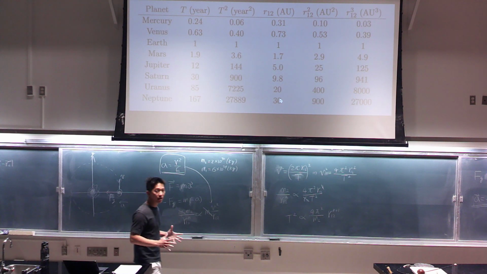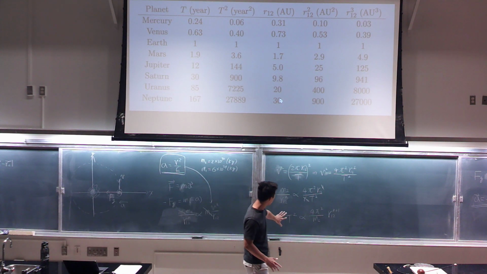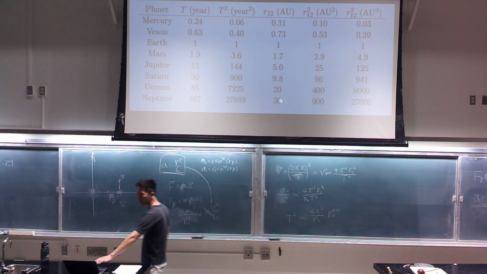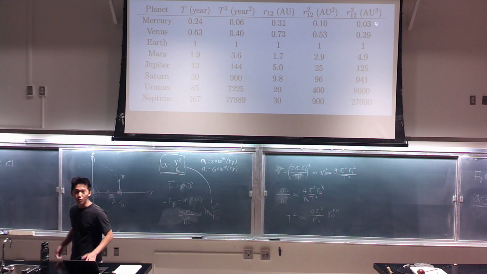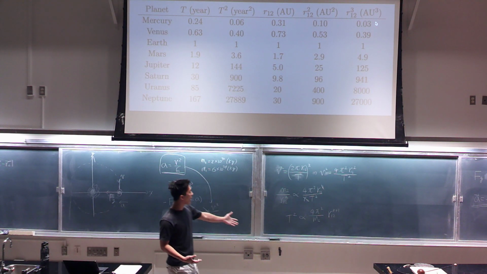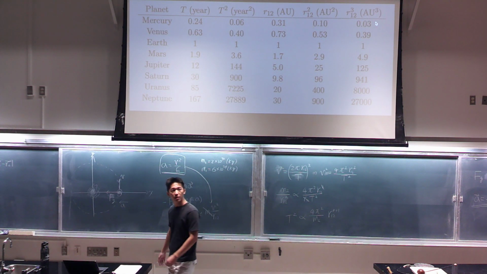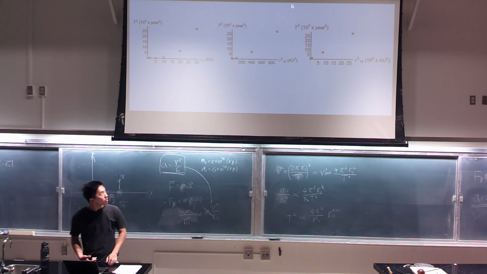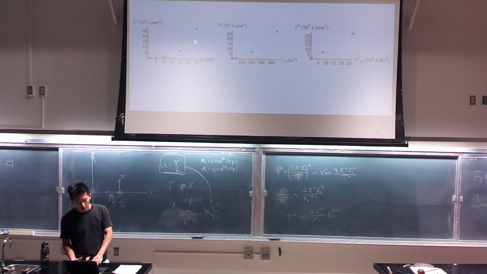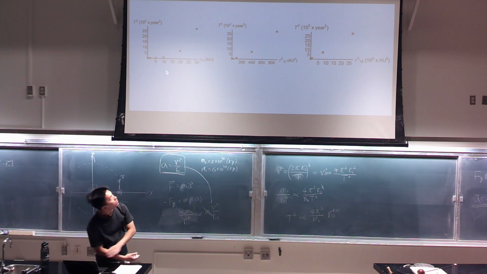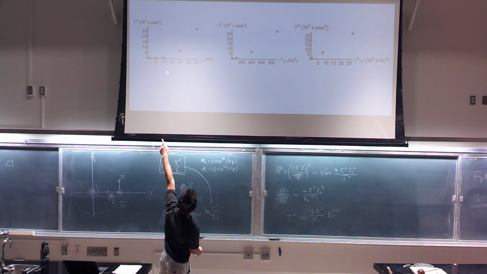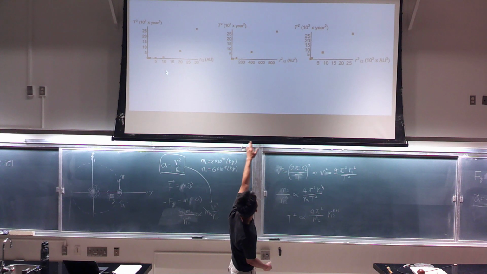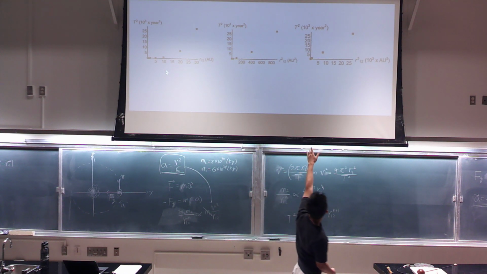And my plan is to plot T squared against r, r squared, and r cubed to see which one T squared is actually proportional to. And here's the plot. The one on the left is T squared with respect to r to the power of 1. This is T squared to r squared. This is T squared to r cubed.